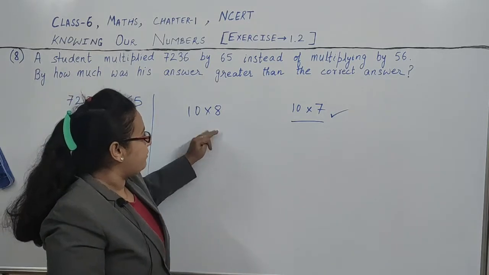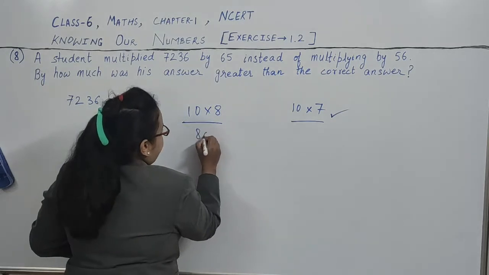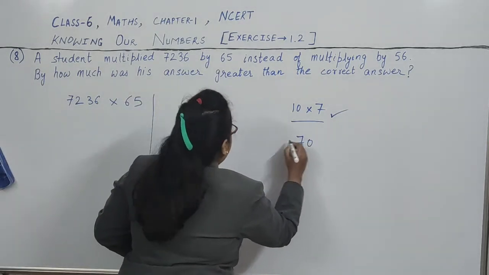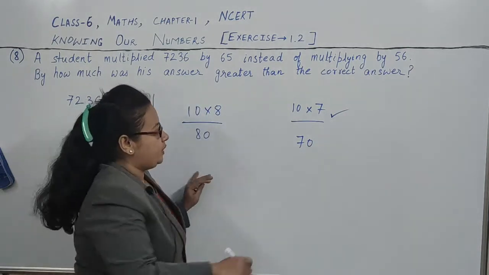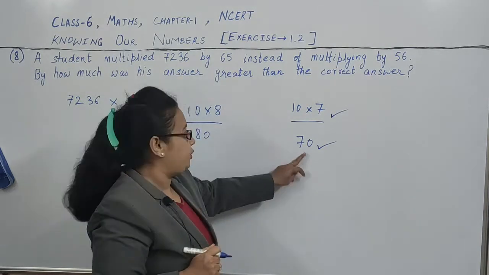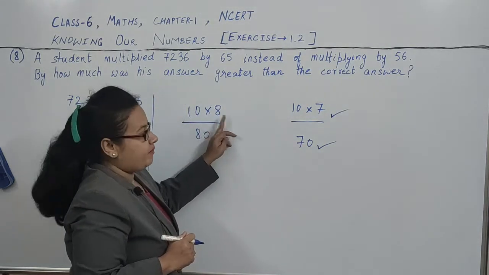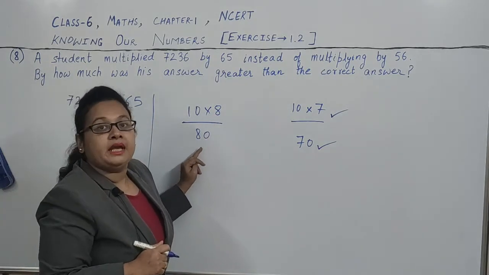So your answer will be more. This will be 80, right? And this will be 70. 10 into 8 will be 80 and 10 into 7 will be 70. So you should get this answer because I told you to multiply 10 by 7. But you multiplied it by 8, so you got the answer 80.